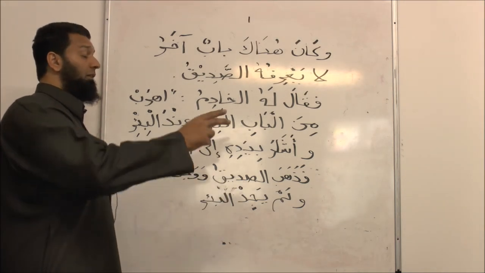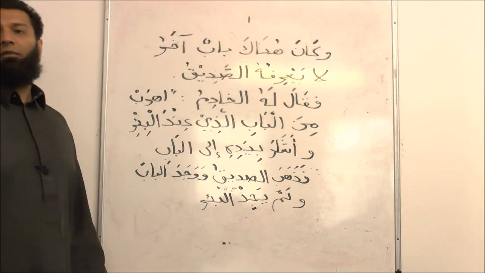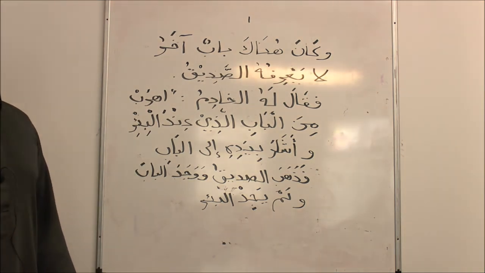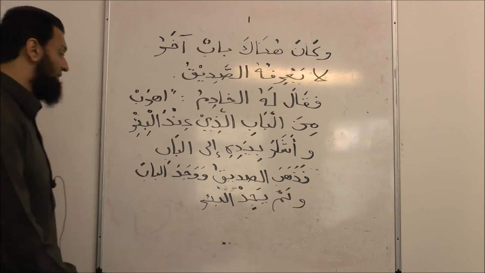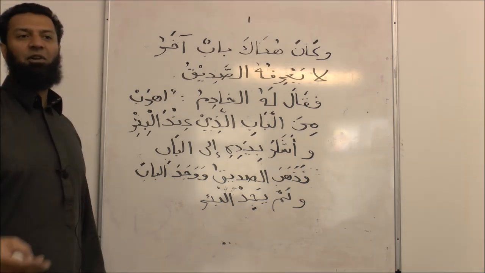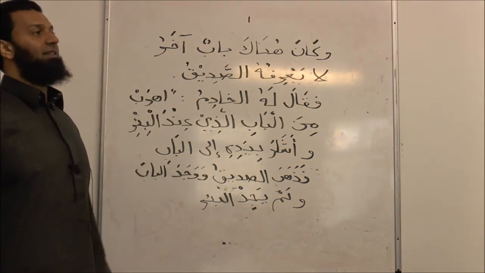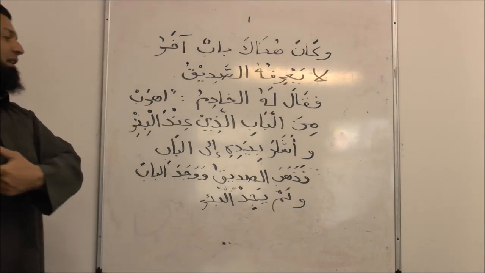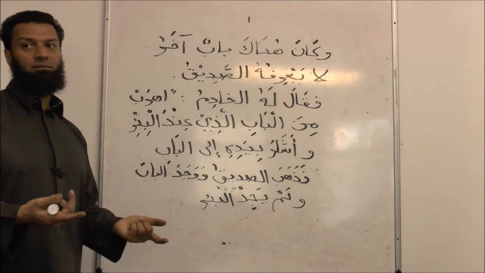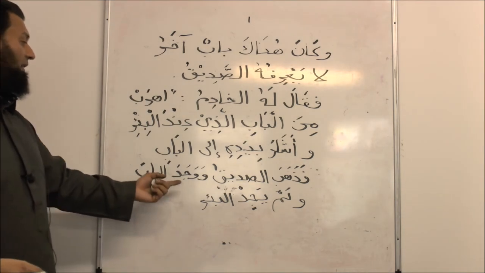Because the difference between lam and lan is, what is the difference between lam and lan? One is past and one is present. Lam negates it and takes it to the past: he didn't. And lan negates it in the future: won't, he will not. So what does it mean?